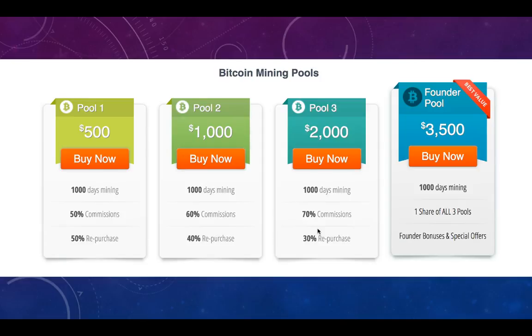So anyways, these are Bitcoin mining pools that they have. They have pool 1, pool 2, pool 3, and a founder pool. So the founder pool basically is the 3 of the pools in one. It talks about how many mining days, commissions, and the repurchases. So what does this mean? If you're in pool 1, 50% goes to repurchase of more mining equipment, 50% goes to commissions. If you're buying a pool of 1,000, 40% goes to repurchase, 60% goes to commission, and same with 2,000. You see 70% commission, 30% repurchase.